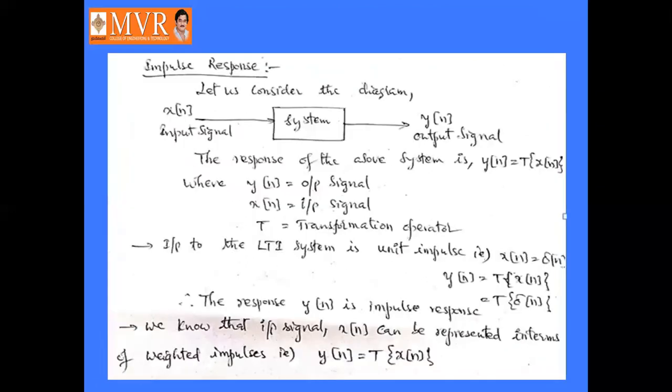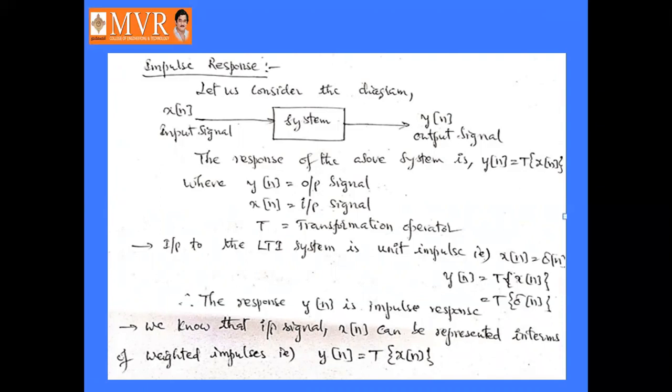Next we will go for the impulse response. Let us consider the system having the input signal x of n and the output signal y of n. So how to get this y of n? Y of n equals the transformation of the input signal. Y of n is nothing but the output signal. So the output signal is nothing but the transformation of x of n, the transformation of the input signal. Let us consider the input signal is the unit impulse function.